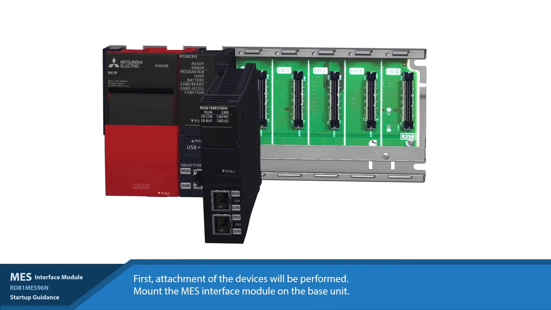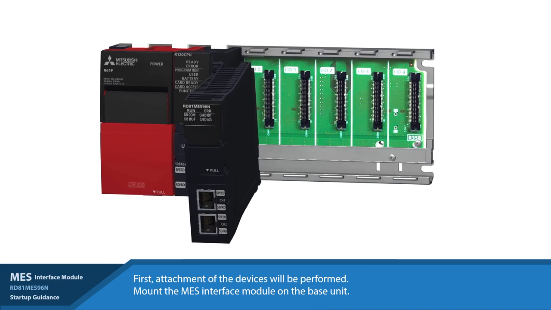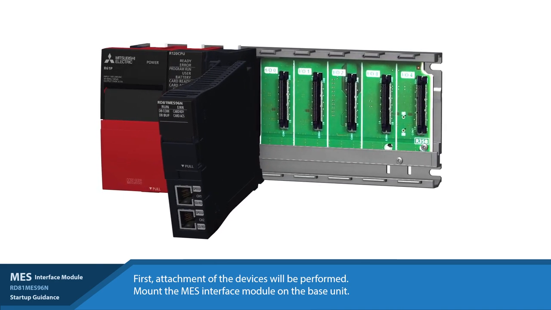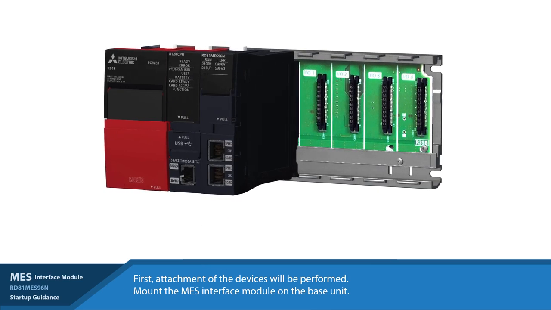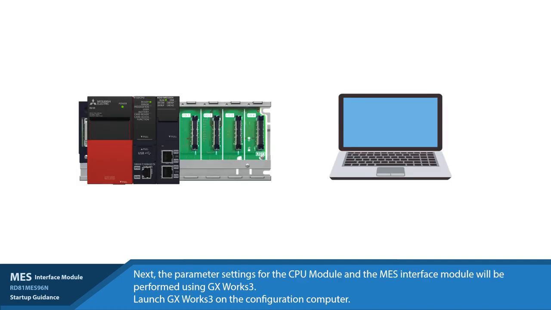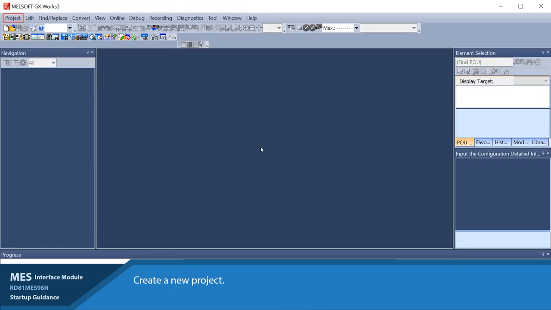First, physically mount the MES Interface module to your backplane. Open the slot cover and set the dot matrix LED display mode selector switch to the right side. Next, launch GX Works3 on the configuration computer. Create a new project.